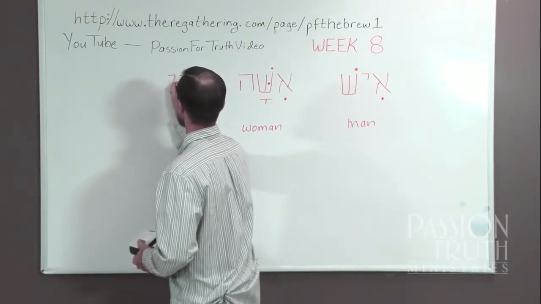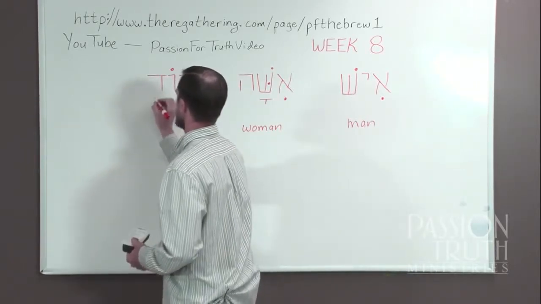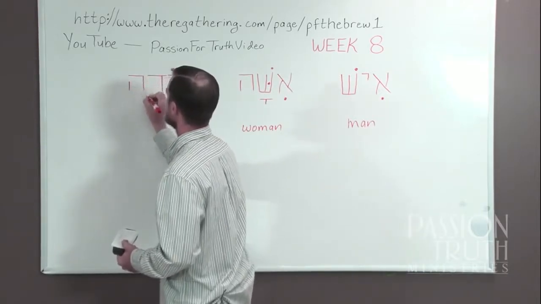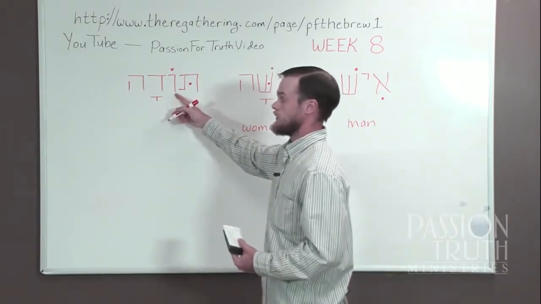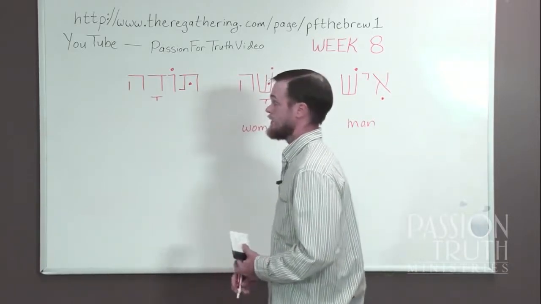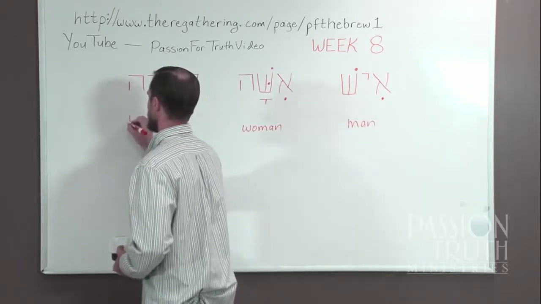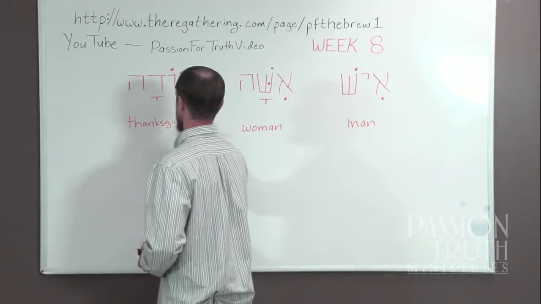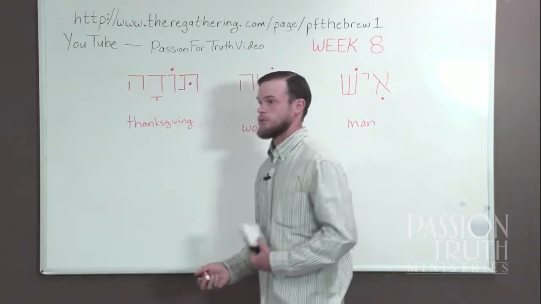A good practical word here is a tav, vav with a cholam, dalet, the kamatz, and a hey at the end. So tav is ta, o of the cholam, da of the dalet, and a of the kamatz. So todah. Todah, as a noun, means thanksgiving. Not the American holiday, but the act thereof. But this can also be used to mean thank you. Say todah to mean thank you.